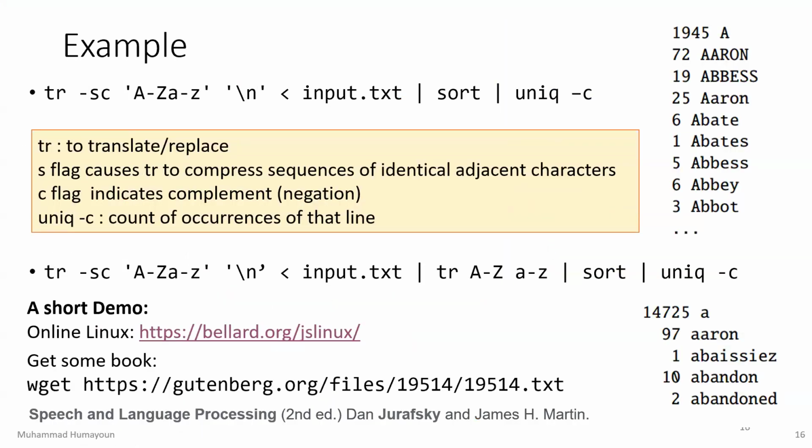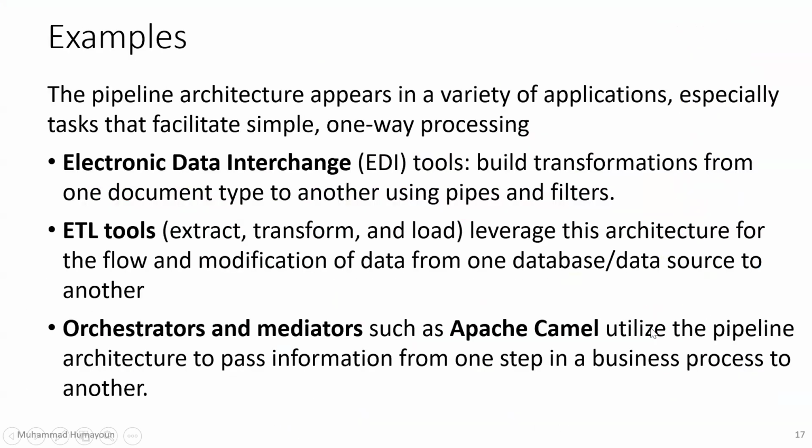And you can run these commands yourself also. And by the way, this exercise is taken from this book, Speech and Language Processing by Jurafsky and Martin, second edition. Okay, so some examples about pipe and filter architecture. As you can see, Bash supports pipe and filter. All the electronic data exchange tools also support transformations through this pipe and filter. All the extraction, transformation, and load tools, ETLs, are also based on this pipe and filter approach.